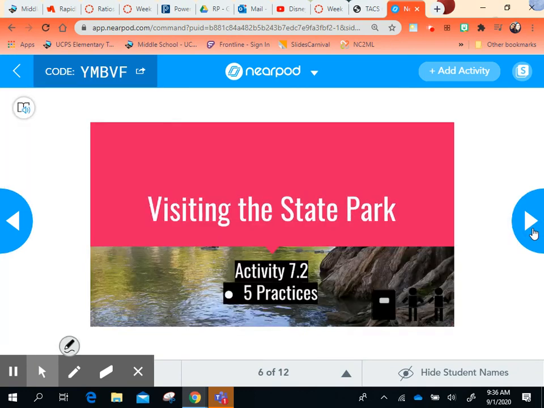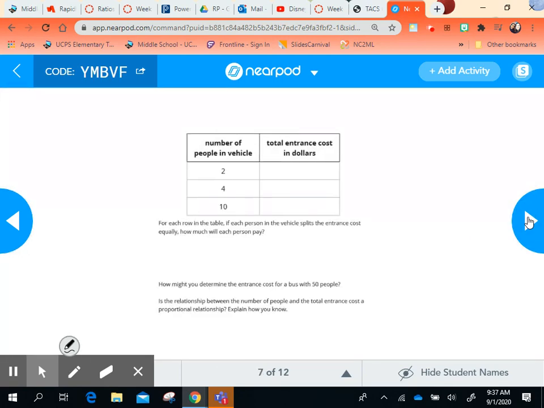Visiting the state park. Remember, if at any point you have a question or know the answer to a question, you can click on the raise your hand button or type your answer into the chat box.